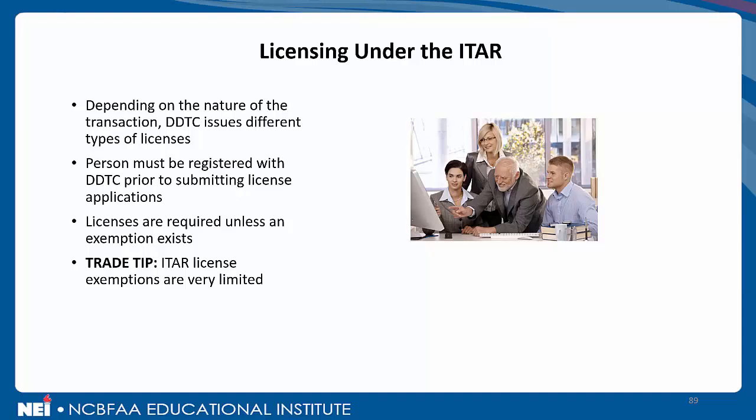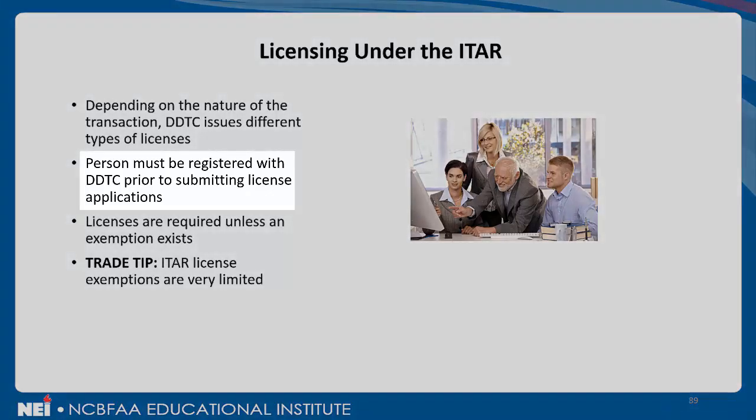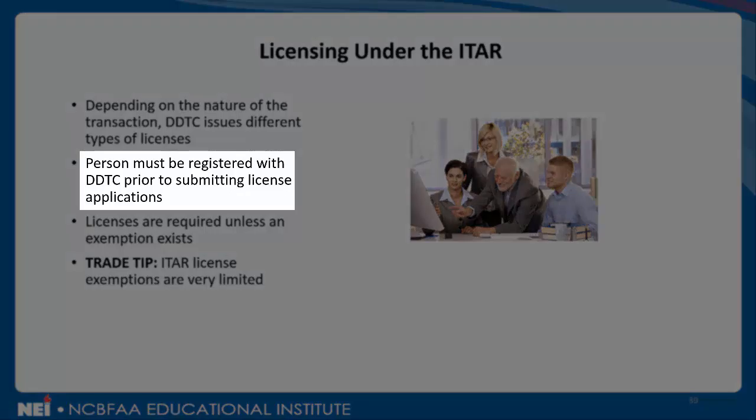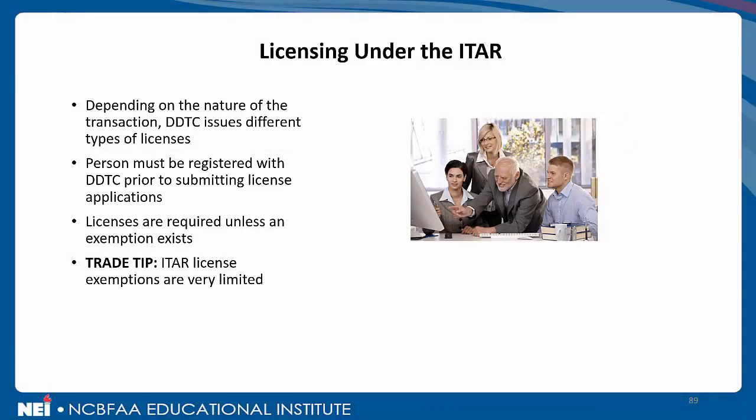So in bullet point 1, depending on the nature of the transaction, DDTC issues different types of licenses. Permanent export of unclassified goods, temporary imports of unclassified goods. We're going to run through a list in just one moment, but those are 2 examples. As we saw in previous sections, persons must be registered with the DDTC prior to submitting license applications. We went through this in some detail, but again, persons, companies, have to be registered prior to submitting a license application. Third bullet point, licenses are required unless an exemption exists.